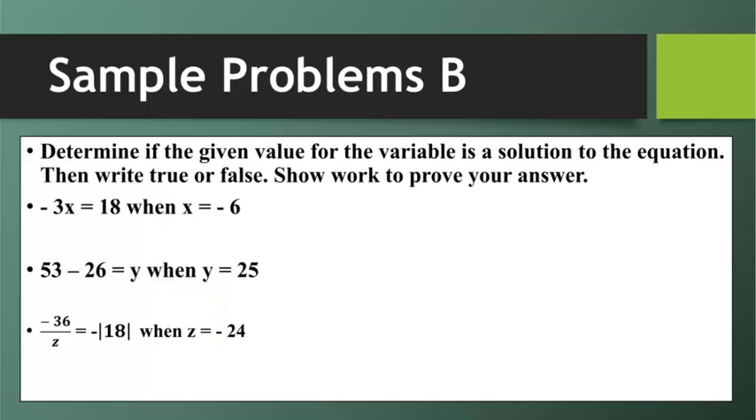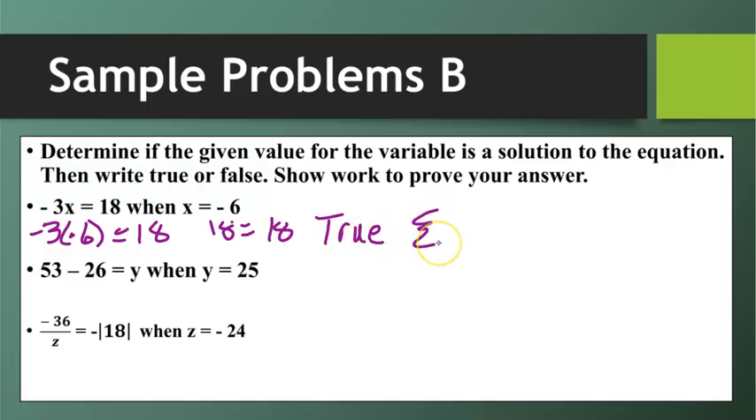And our last set: determine if the given value for the variable is a solution to the equation, then write true or false. Show your work to prove your answer. So all we're going to do is plug these numbers into the equation for x. So we have -3 times -6, and that's supposed to equal +18. Well, negative 3 times negative 6 is 18. 18 does equal 18. So this is true. And our solution would be negative 6.